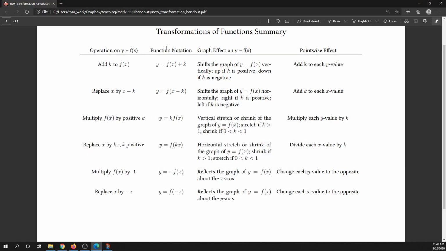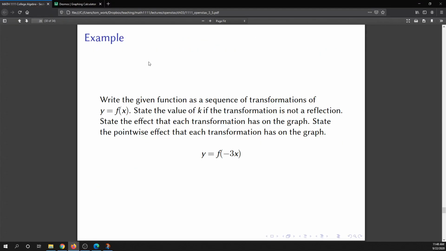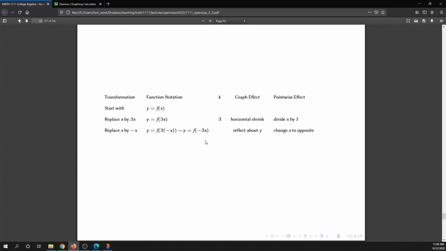I have those summarized in the next slide. We started with y equals f of x, we replaced x by 3x, and then we replaced x by minus x. The k in f of 3x is a positive 3, so we know the effect on the graph is a horizontal shrink. And really important is the pointwise effect. If we have a point on the original graph, to figure out where it gets sent, we would divide x by 3.